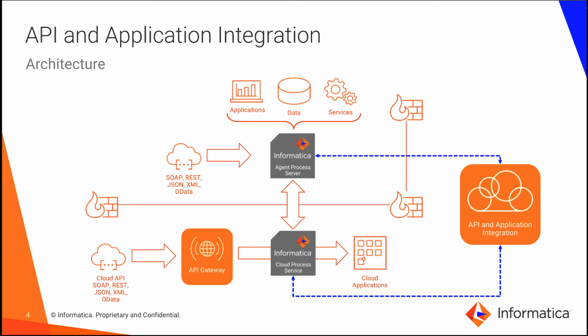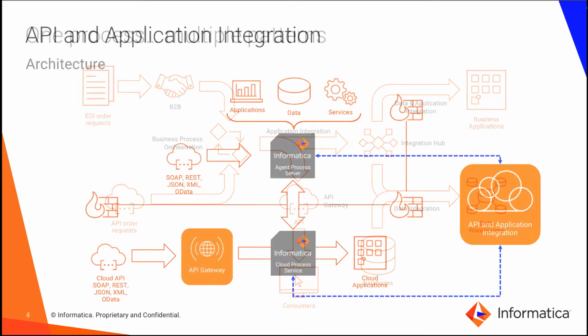We operate a multi-tenant service for our customers that includes the cloud process service and the API gateway service for cloud-based integrations. For on-premises deployments and connectivity, customers install a secure agent on which process server runs to orchestrate on-premises applications, data, and APIs. As is the case for cloud, on-premise processes can be exposed as APIs.